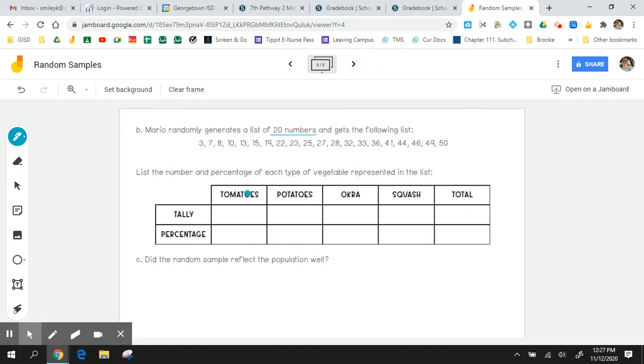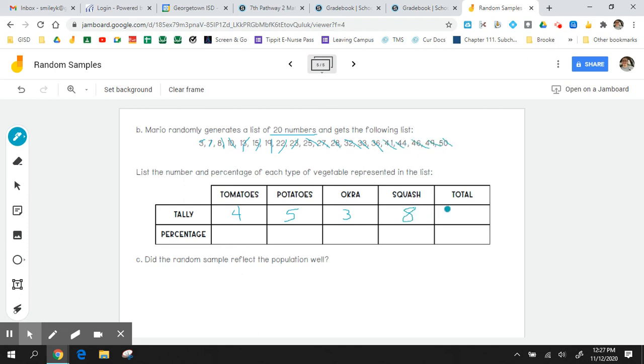So tomatoes, I'm going to look at how many are underneath 1 through 11. So 1, 2, 3, 4. So there's going to be 4 tomatoes. Potatoes are a range of 12 to 24. So I have these. So I get 5 potatoes. Okra is a range from 25 to 31. And I get 3 okra. And then the squash are what's left. So there are 8 of them.